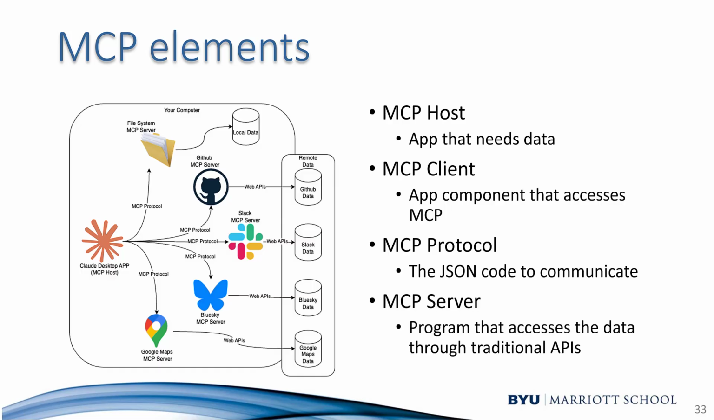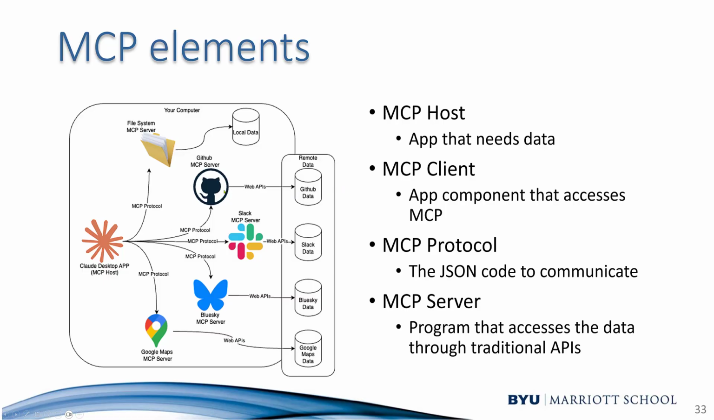And then the MCP server, these are the ones that actually serve up the data. They use their own APIs to access their specific data. So in the case of GitHub, there's a GitHub server that knows how to access GitHub data. And when it gets the message saying, hey, we need to get something off of GitHub, it will then ping the database, and the database will return it.